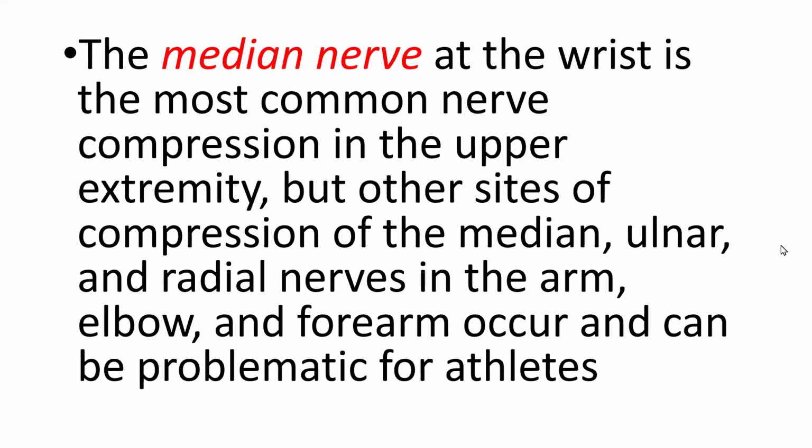The median nerve at the wrist is the most common nerve compression in the upper extremity, but other sites of compression of the median, ulnar, and radial nerves in the arm, elbow, and forearm occur and can be problematic to the orthopedic surgeon and to the athlete.